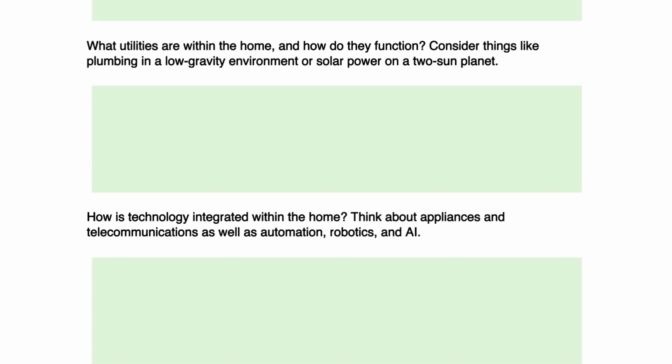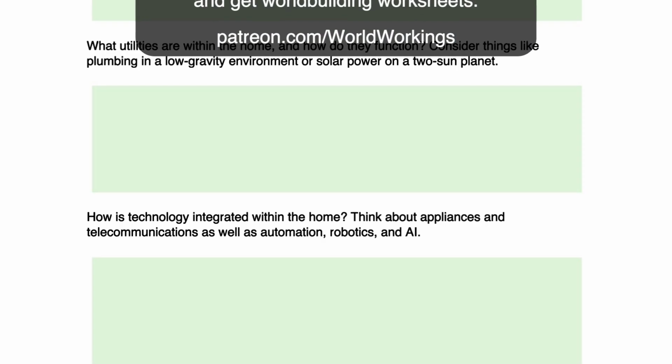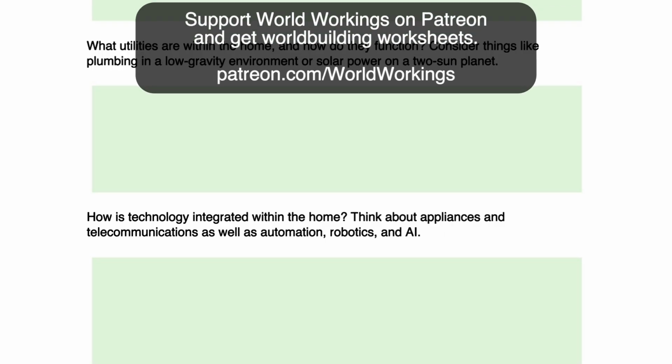And how does technology wrap into this idea? Think about appliances and telecommunications, as well as automation, robotics, and AI. How are they powered, and how are they integrated into everyday life? For the people of the Oomfr'crumf Nation, treehouse living doesn't force them to compromise technological convenience. You can see that in this early draft excerpt.